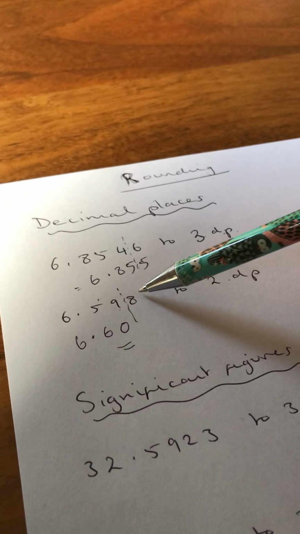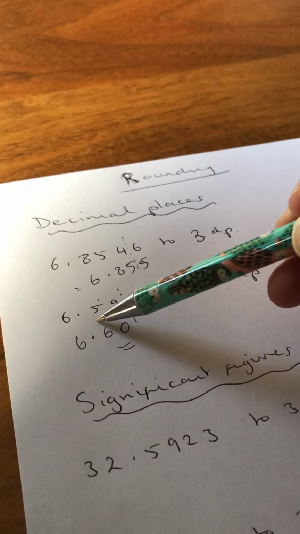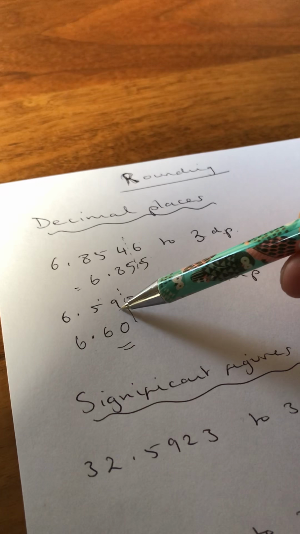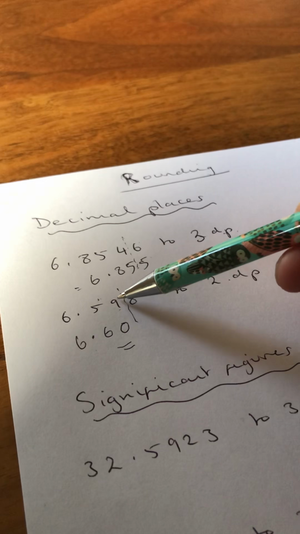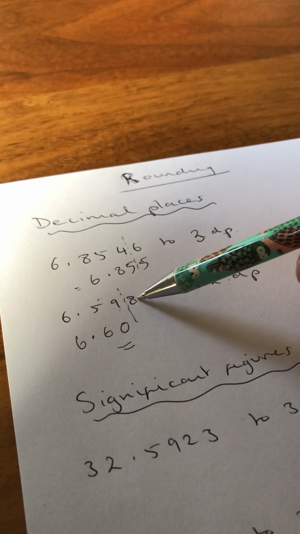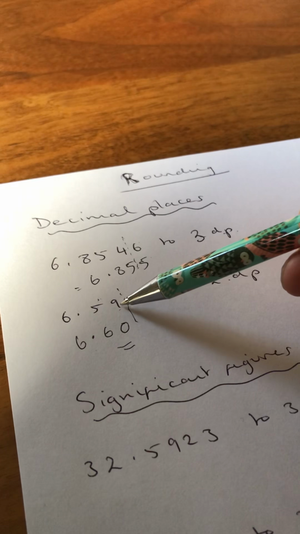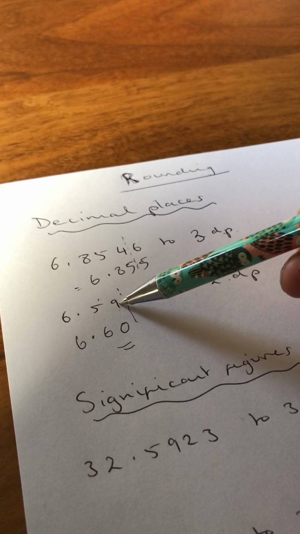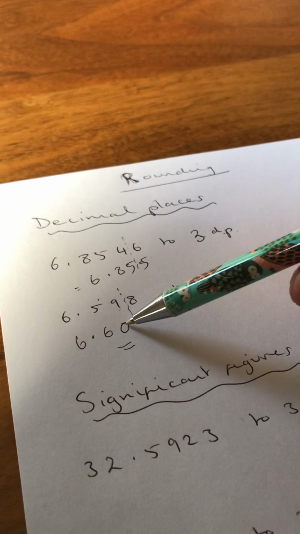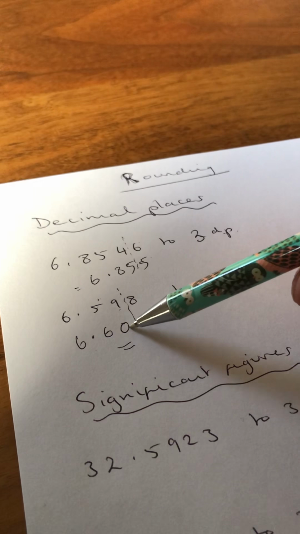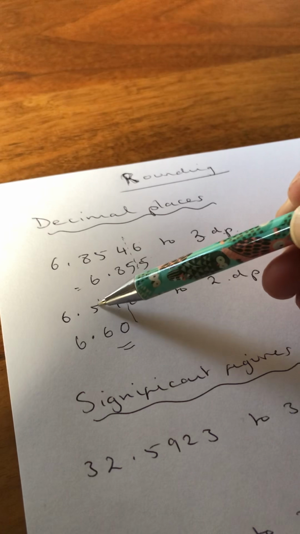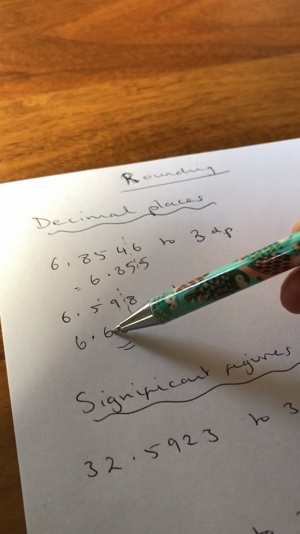6.598, we're rounding to 2 decimal places. We need something in that space, something in that space. We need to think, do we need to round that 9 up or not? Look at its neighbour. Yes, that's 5 or above, so we need to round that 9 up. If I round 9 up, it goes up to a 10. We can't fit both digits in the same column here, so we put the 0 of the 10 there and add the 1 of the 10 onto the 5 in that column, so that becomes 6.